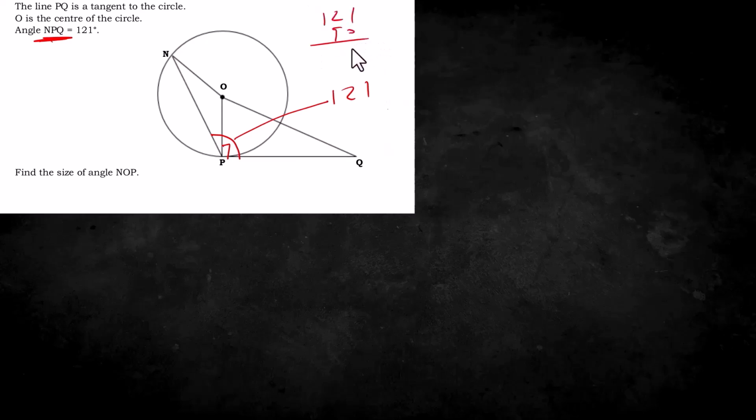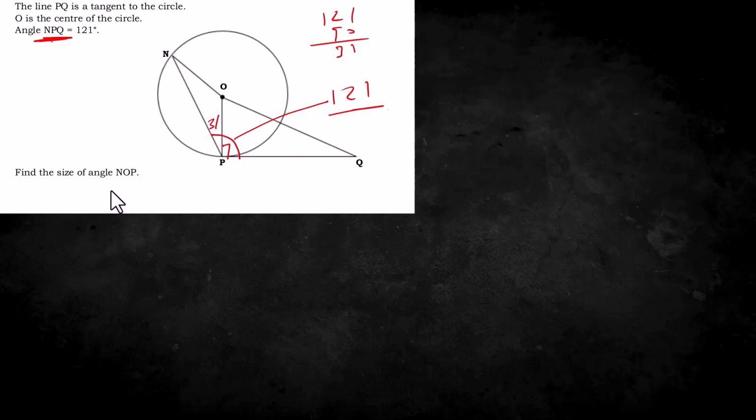So we have 121 minus 90, that is 31. So this side is 31, because this side is 90, so 90 plus 31 will make 121.